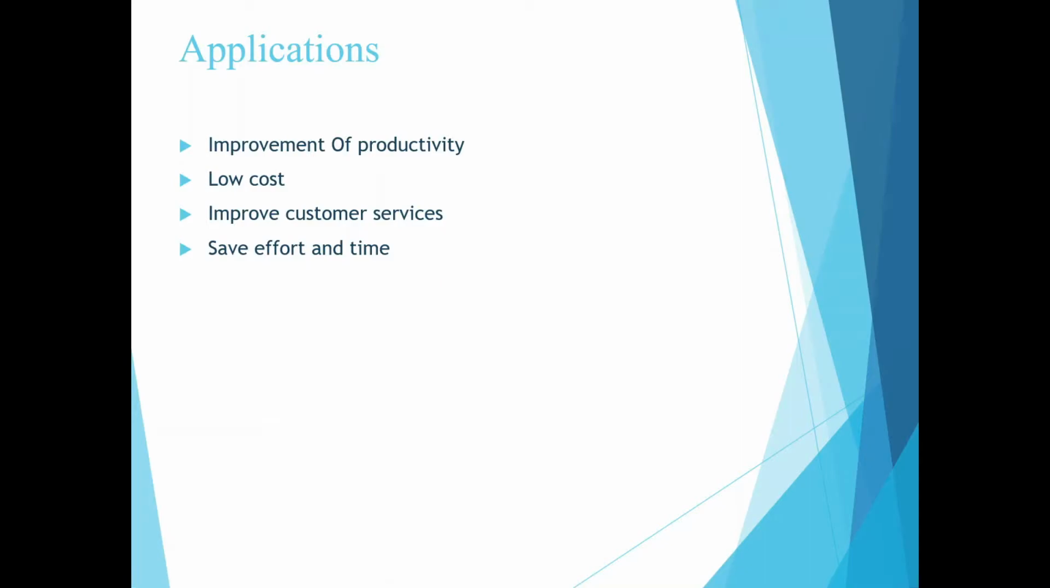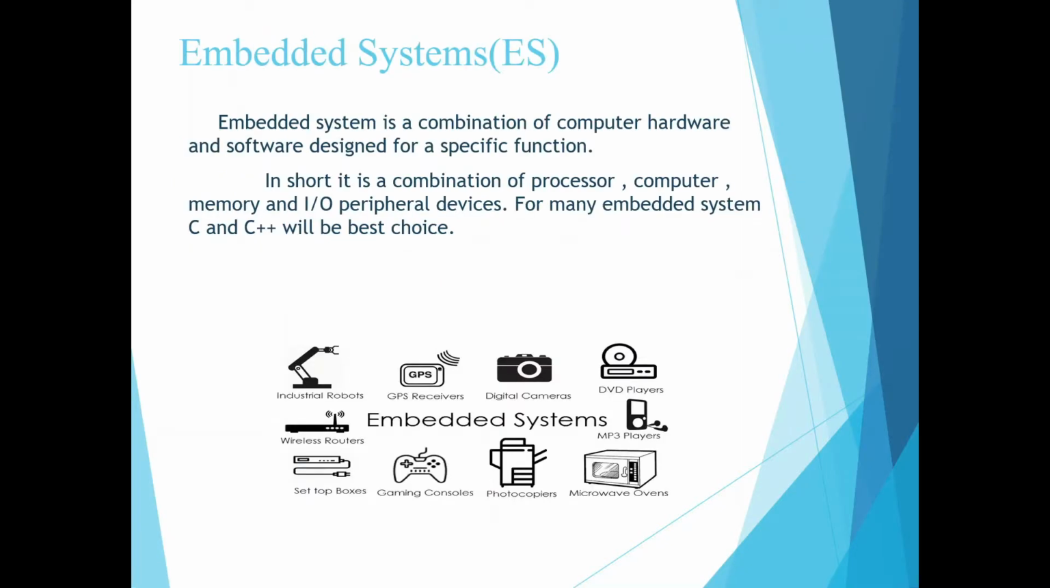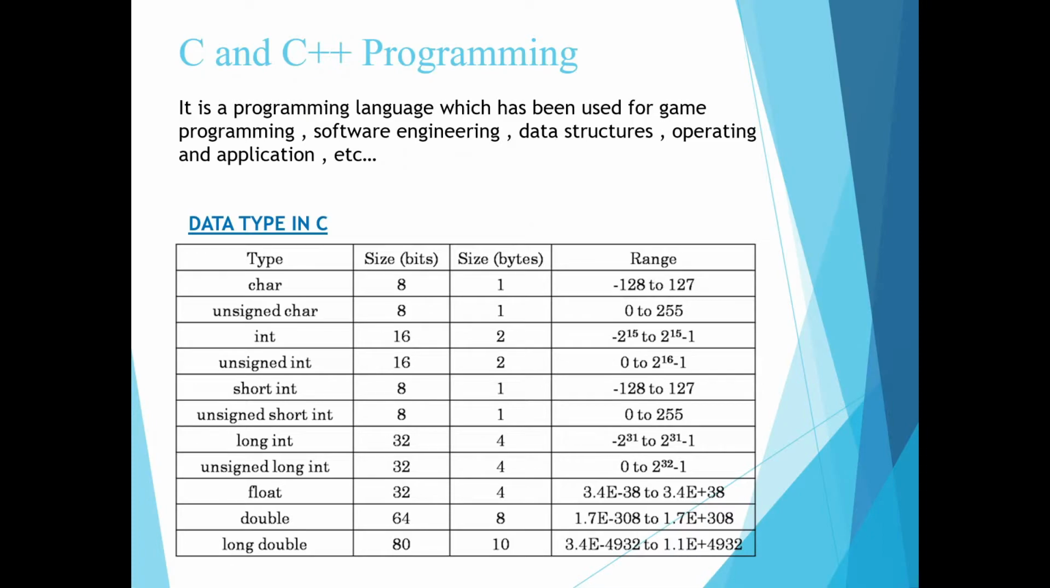Now, what is an embedded system? An embedded system is a combination of computer hardware and software designed for a specific function. In short, it is a combination of processor, computer memory, and input or output peripheral devices. For many embedded systems, C and C++ will be the best choice. Now, there is a figure related to embedded systems that is shown on the page.